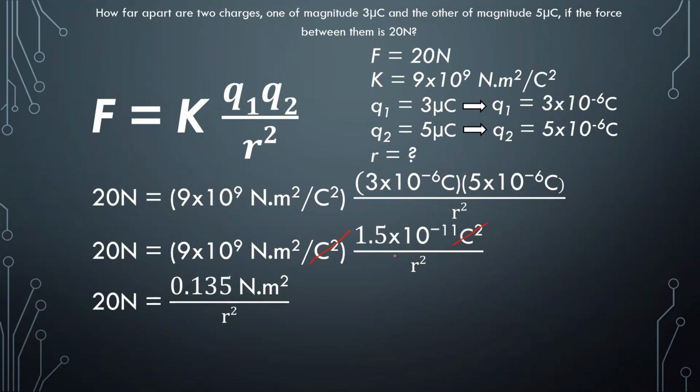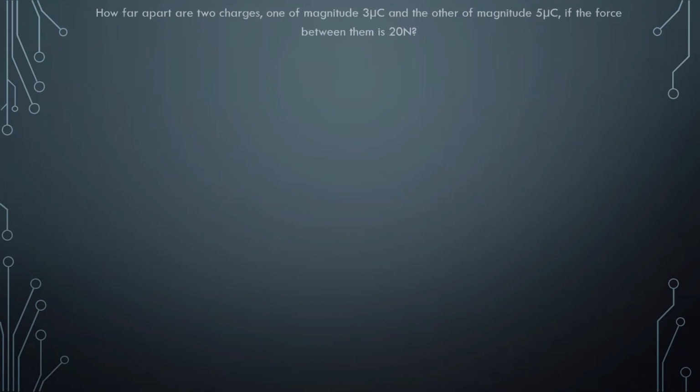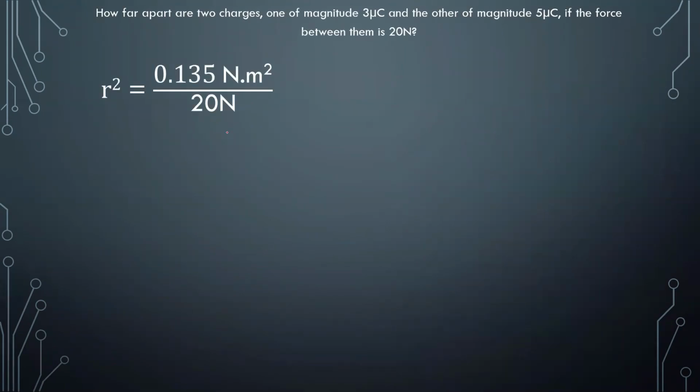Since yung hinahanap natin is si R, lipat natin siya sa kabila. Then si 20, lipat din natin sa right side. So R square is equal to 0.135 Newton times square meter divided by 20 Newton. Okay, so continue natin. Next, cancel natin itong Newton. Then 0.135 divided by 20 is 6.75 times 10 to the power of negative 3.